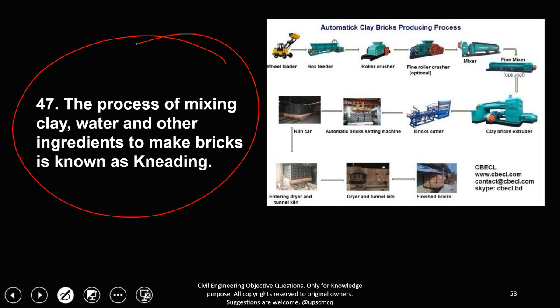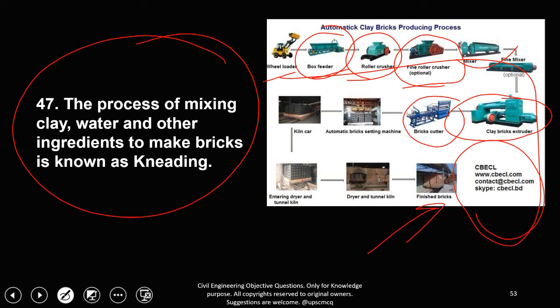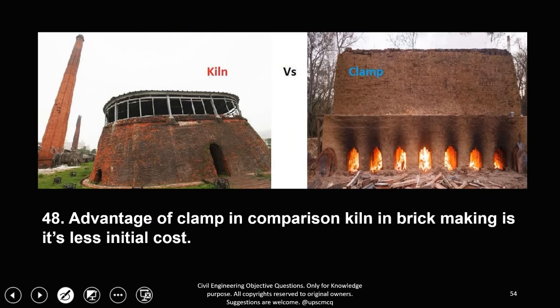This is the general diagram. I've taken it from this website, so all courtesy to them. For example, the wheel loader, then the clay or the stone is fed into the box feeder. It is then crushed and finally crushed, then mixed. After mixing, clay bricks are extruded, then they are cut, then the automatic brick setting machine, then the kiln car, and then entering the dryer and tunnel kiln, and the dryer and tunnel kiln exit. Then we finally get the product of finished brick.